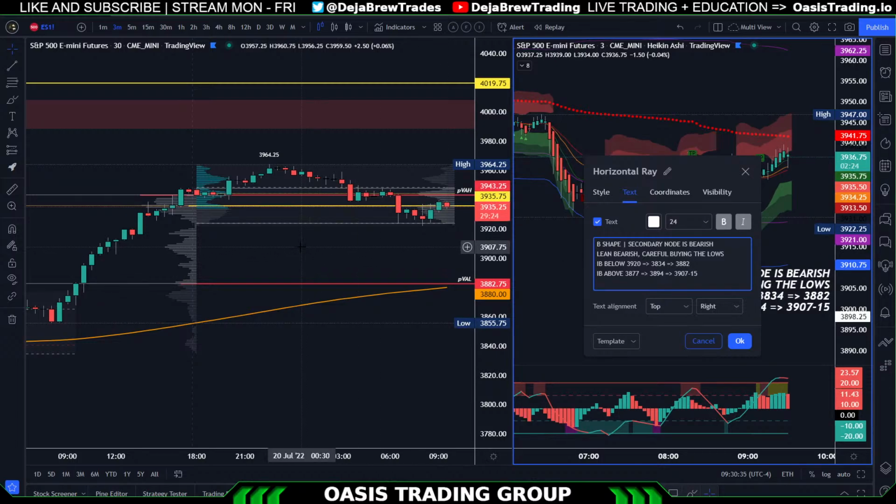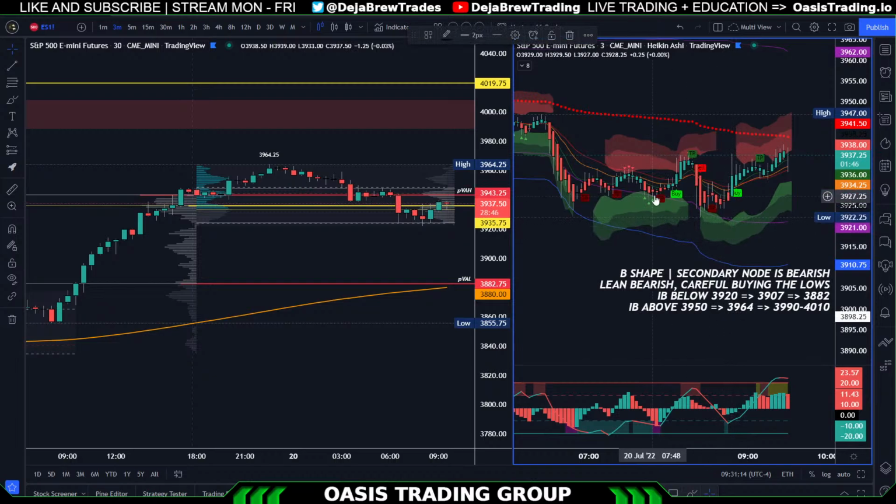So let's see where that node is. 3907. And then bullishly, if we can start to hold above this POC here, so probably around 3950, we would be bullish into the high, which is 3964. And then finally that LVN zone, which starts at 3990. So we'll put 3990 into 4010. Alrighty, there's the trade plan for today.